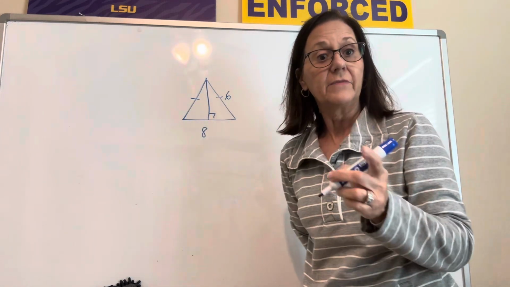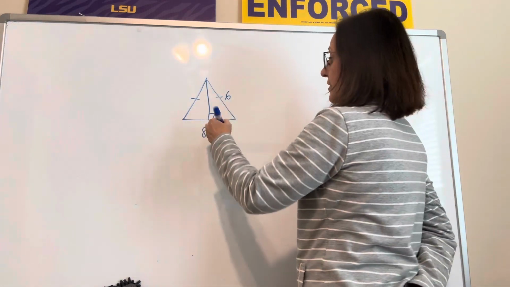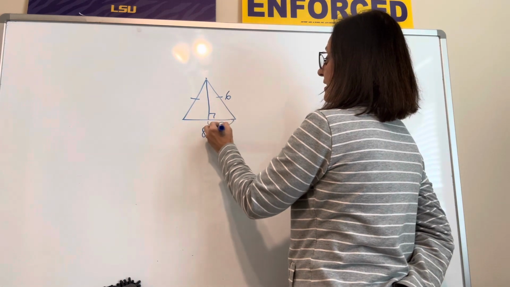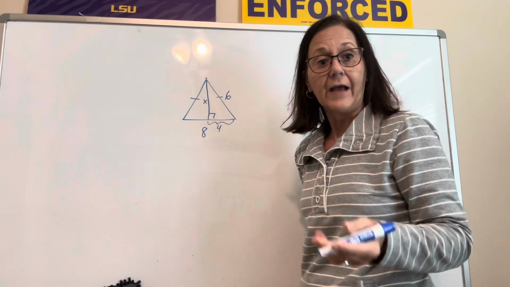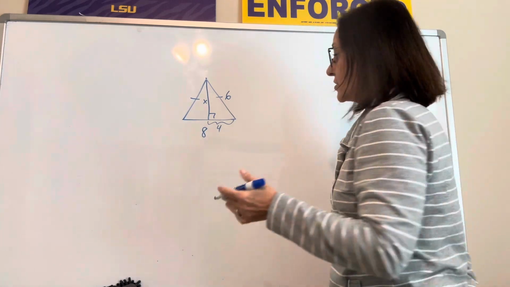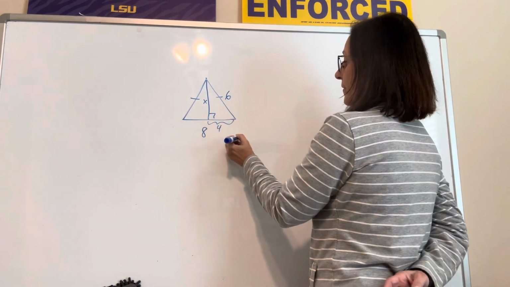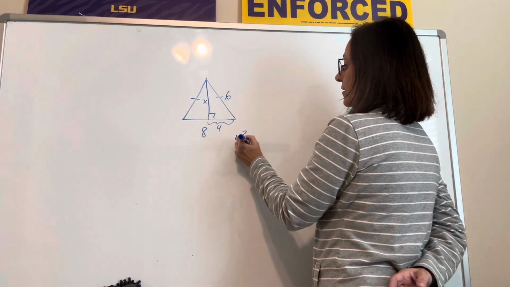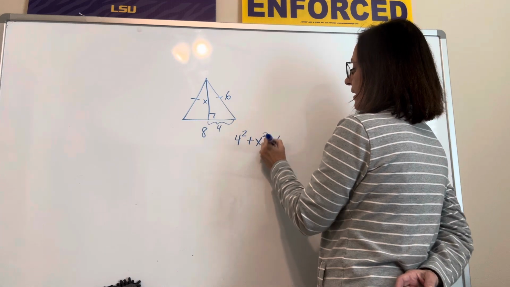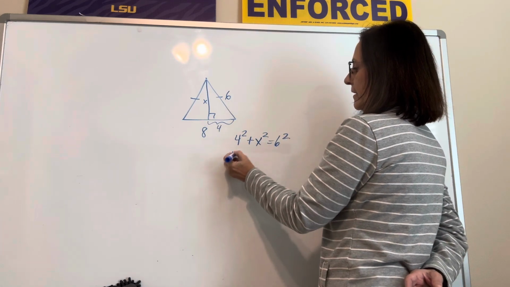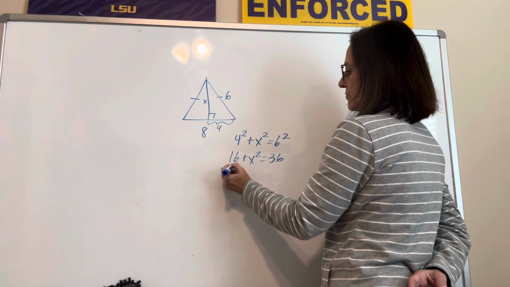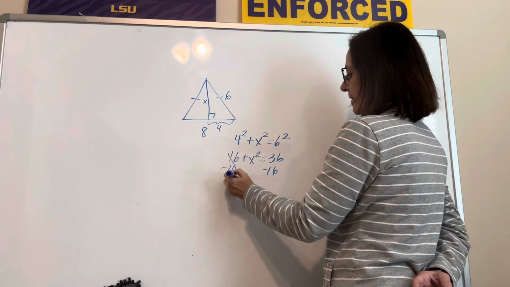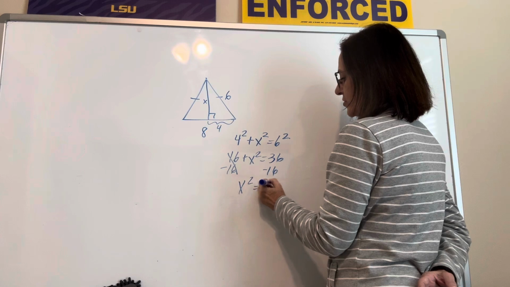Well, you would do the same thing. You would draw your altitude. This length is 4. We don't know the height, so you would use Pythagorean's theorem to solve for the height. So it would be 4 squared plus x squared equals 6 squared. That's 16 plus x squared is 36. Subtract your 16. You have x squared is 20.